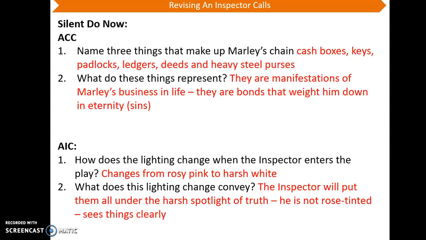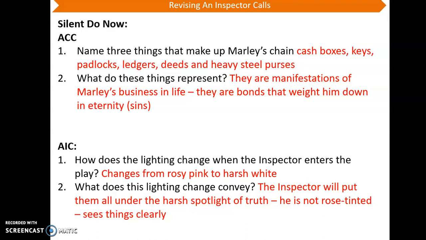So let's look at these answers. So we know that when Jacob Marley appears to Scrooge, he is wearing a large, heavy chain that tethers him around the waist. That chain is comprised of cash boxes, keys, padlocks, ledgers, deeds, and heavy steel purses. And what do those things represent?